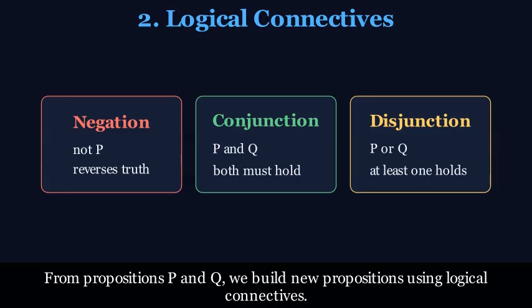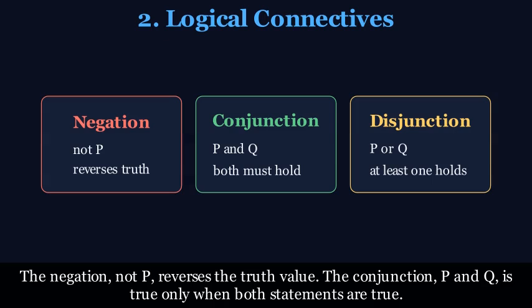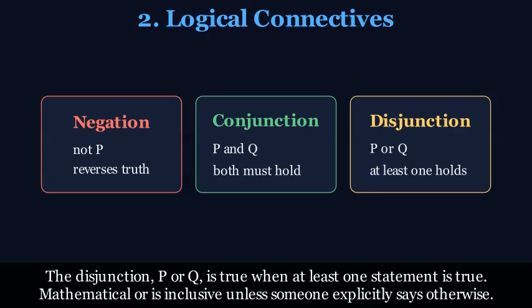From propositions P and Q, we build new propositions using logical connectives. The negation, not P, reverses the truth value. The conjunction, P and Q, is true only when both statements are true. The disjunction, P or Q, is true when at least one statement is true. Mathematical or is inclusive unless someone explicitly says otherwise.